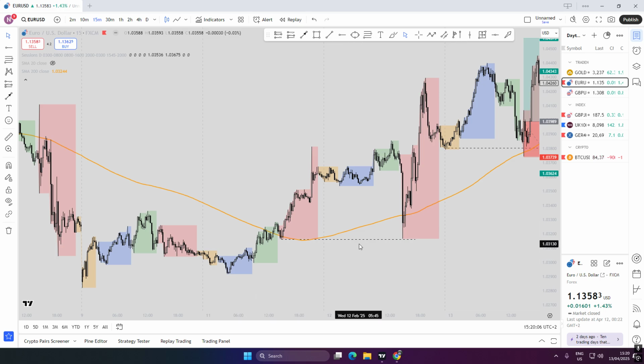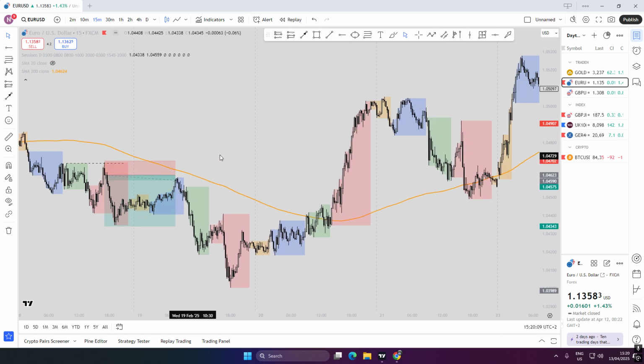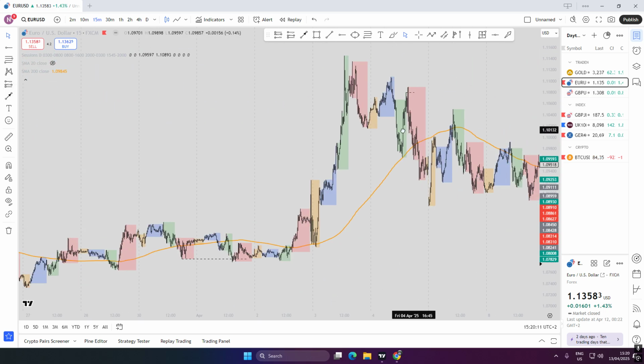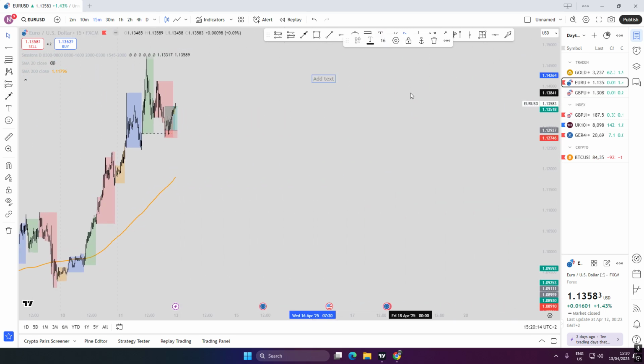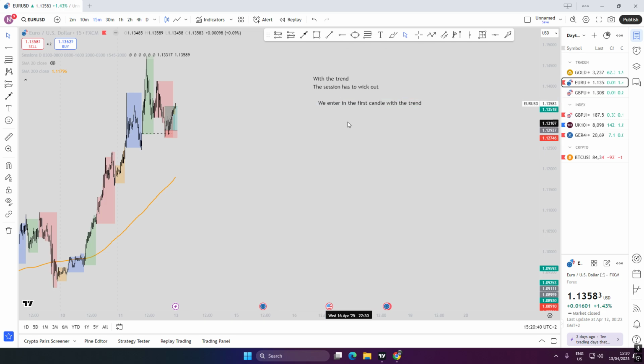So if I'm going to explain it again really quick and really easy, we trade with the trend. I will write it down. We trade with the trend. We only want the session to wick out. The session has to wick out. We enter on the first candle with the trend. That's it. These are the only 3 things that are important.